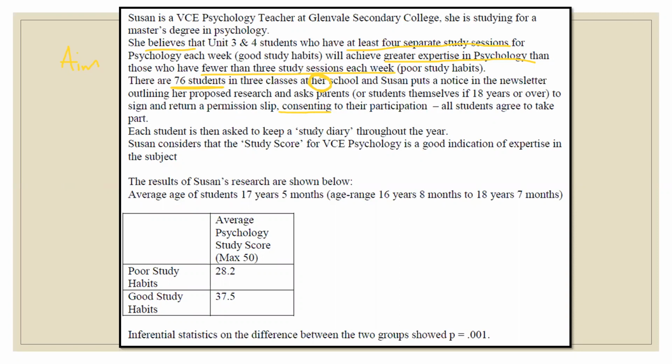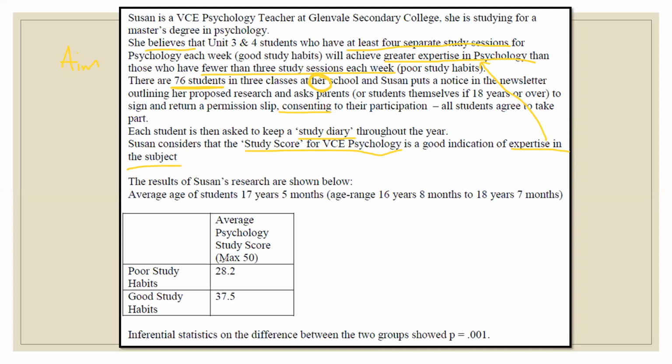Each student is then asked to keep a study diary throughout the year. Susan considers that the study score for VCE psychology is a good indication of expertise in the subject. So we've already seen the word expertise in the subject earlier. We came across it here. So now we know that this is probably quite an important variable in our study, okay? And we can figure out what variable it is as we go through the study.